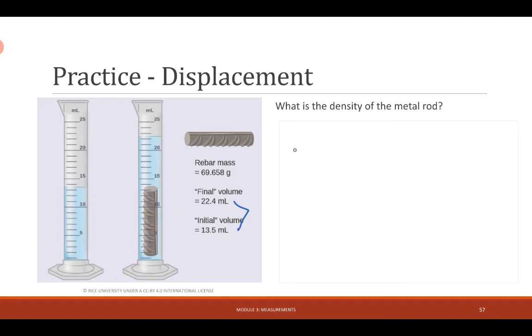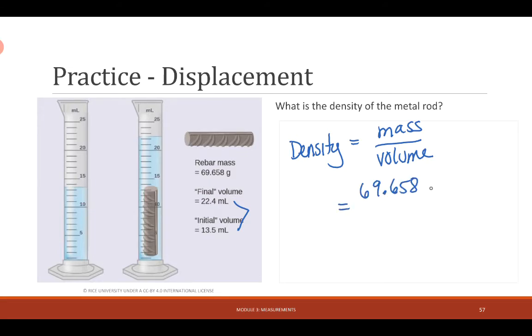All right. So we know that density is equal to mass divided by volume. My mass is 69.68658 grams. In my volume, I can do final minus initial. It's always final minus initial. For a lot of things, whenever we're taking the difference, it's final minus initial. And so I can just put that in here.